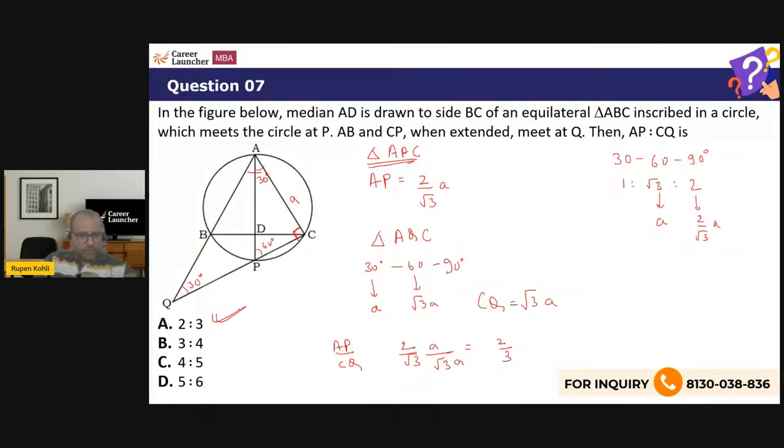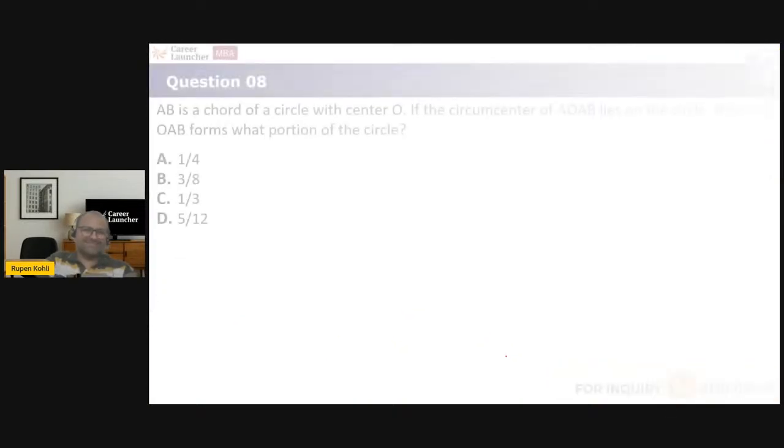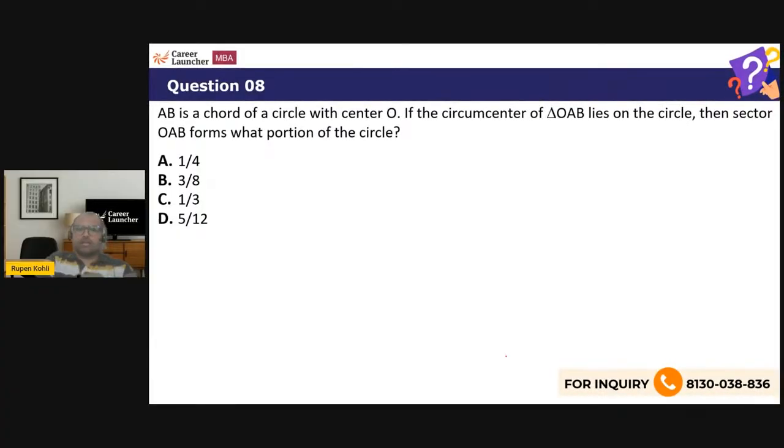Okay, so let's look at more questions. Let's see next one. Here we go. Now let's see. Here we go. Next one. Okay, so AB is a chord of a circle with center O. ठीक है भाई.